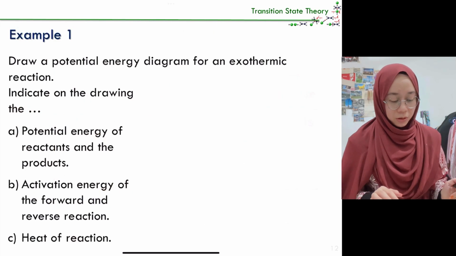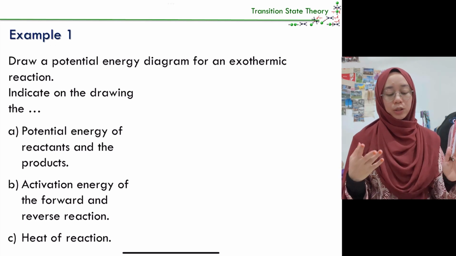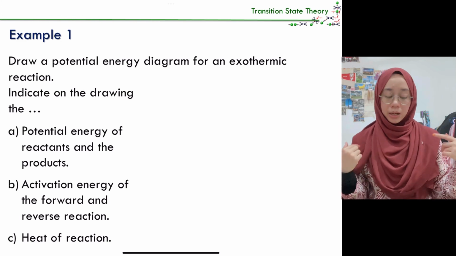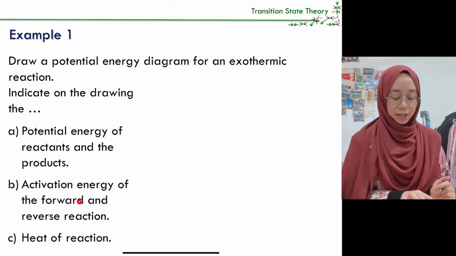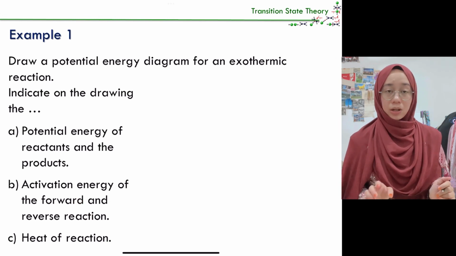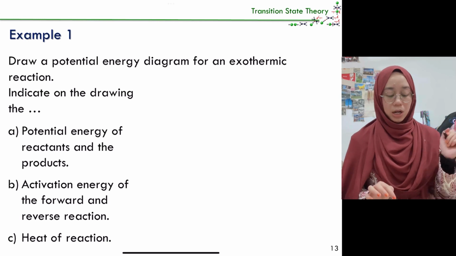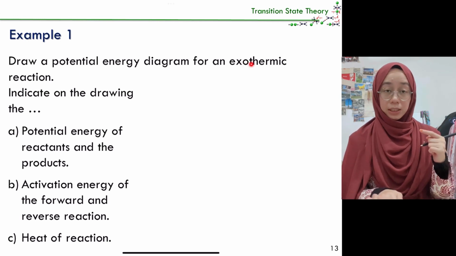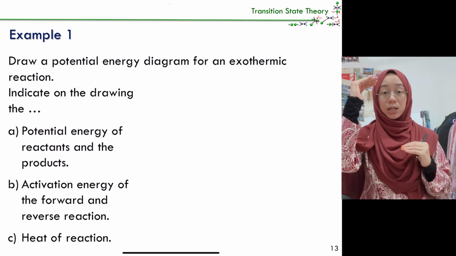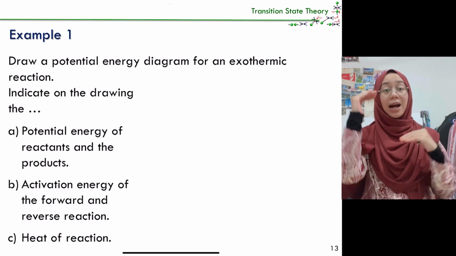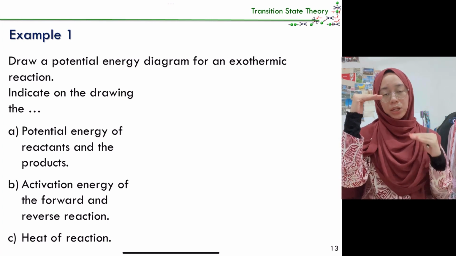Okay, so let's have a look at example. Ada dua example kita akan tengok. The first one, so you have to draw a potential energy diagram for exothermic reaction. Indicate on the drawing the potential energy of the reactants and product. Okay, and then the activation energy of forward and reverse reaction, and also the heat of reaction. Heat of reaction meaning dia nak tahu delta H. Okay, so since this is exothermic reaction, dia dah mention exothermic reaction, bermaksud potential energy of reactant, is it higher ataupun lower? So it must be higher. Kalau exo, potential energy of reactant higher compared to kita punya product.